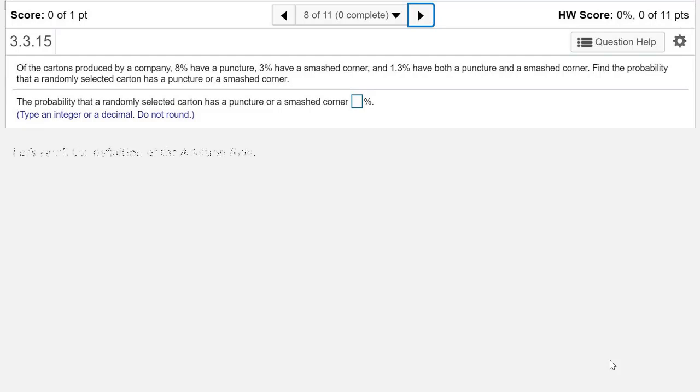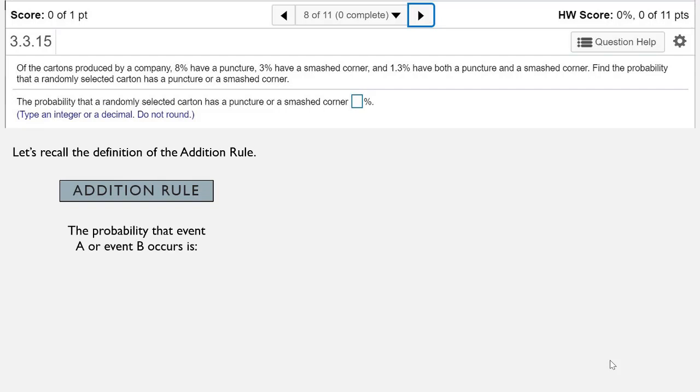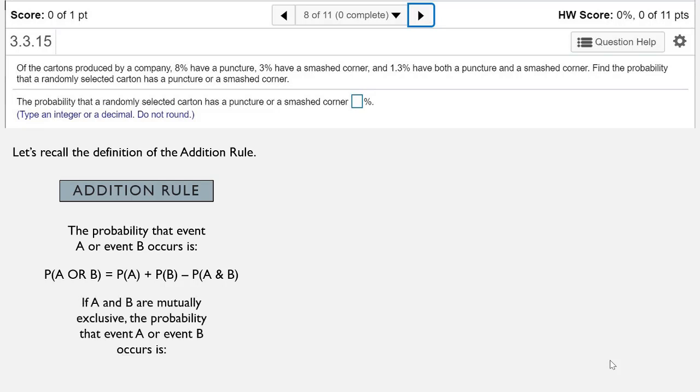So again, this is an addition rule problem. Let's go ahead and review the addition rule. The addition rule says that the probability that event A or event B occurs is given by probability of A or B equals the probability of A plus the probability of B minus the probability of A and B. Of course, if they're mutually exclusive events, the formula shortens to just the probability of A plus the probability of B. So, we need to know whether or not they're mutually exclusive to know which version of this formula we're going to use.